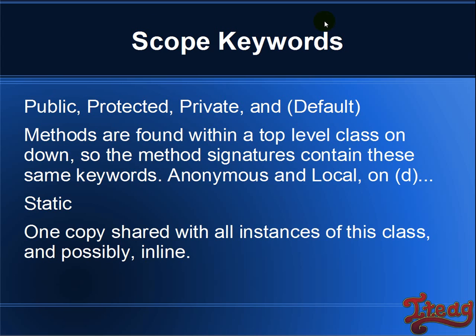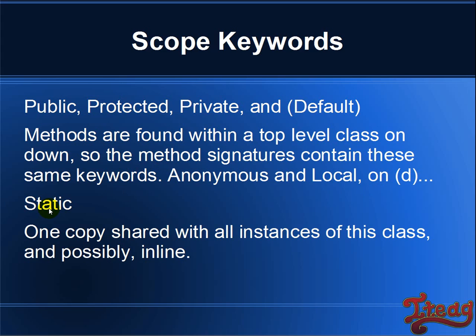Scope keywords, yes, inside of a class. A method is inside of a class, so it can be set public, protected, private, and default or anonymous. Yes, anonymous. And a method inside of a method, it's anonymous and local, all that good stuff. Methods are found within a top-level class on down. So method signatures contain these same keywords. Yeah, anonymous and local and default.